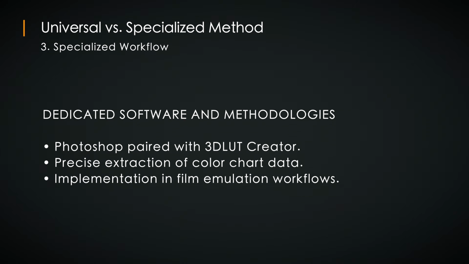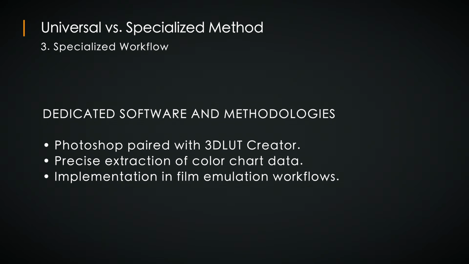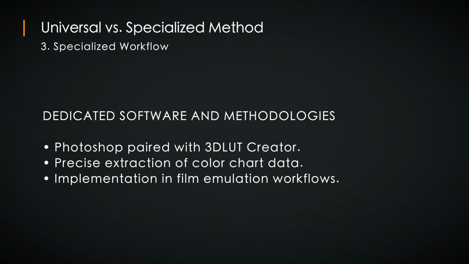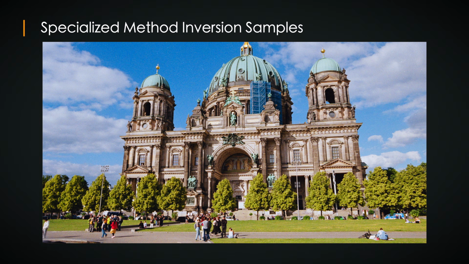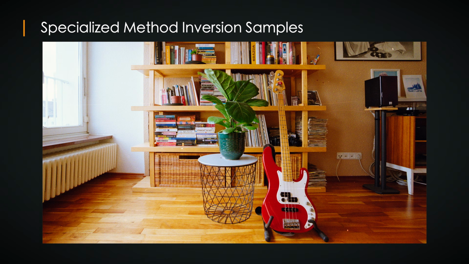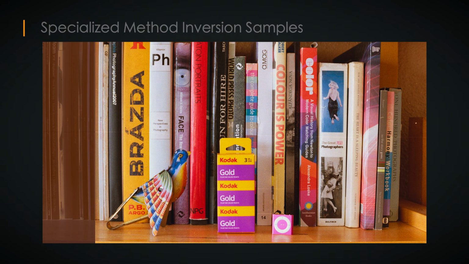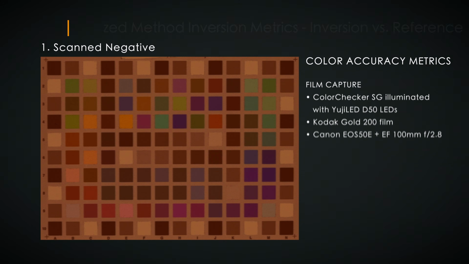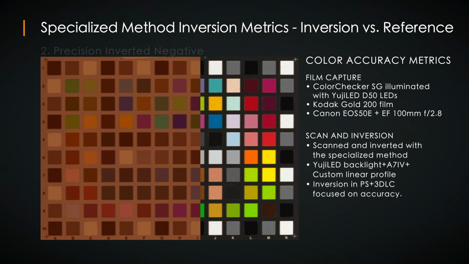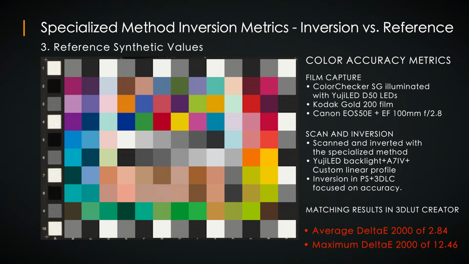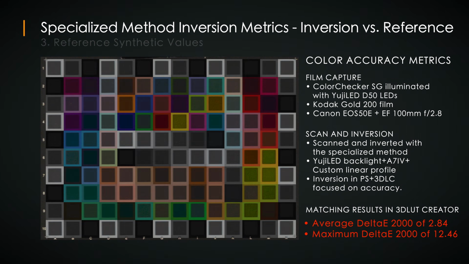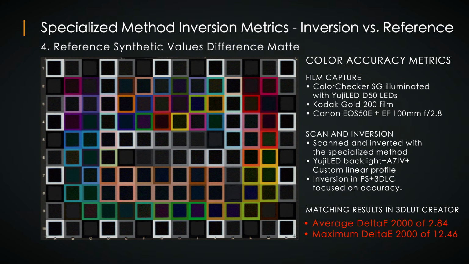3. Specialized workflow. By using Photoshop alongside 3D LUT Creator and various customized techniques, I was able to extract precise color chart data to create accurate film emulations. This method provided the best negative inversions, especially when verified with color charts. I tested this by comparing the converted positive image against the known LAB values of my color checker SG. Here is the delta E comparison of Kodak Gold 200 against the reference values of my color checker SG.